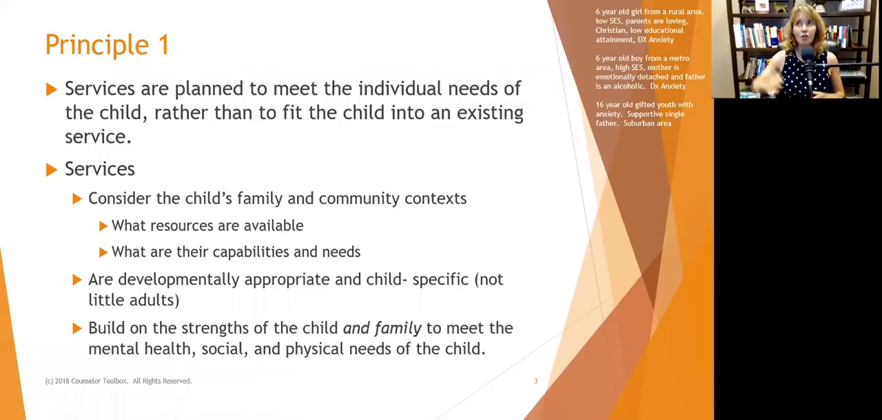And then the third one is a 16-year-old gifted youth, and I didn't identify gender here, a 16-year-old gifted youth with anxiety, supportive single father, and they live in a suburban area. So obviously I was trying to make these as different as possible to help you see that you can be working with kids with anxiety and still have a whole bunch of differences in what resources they have.